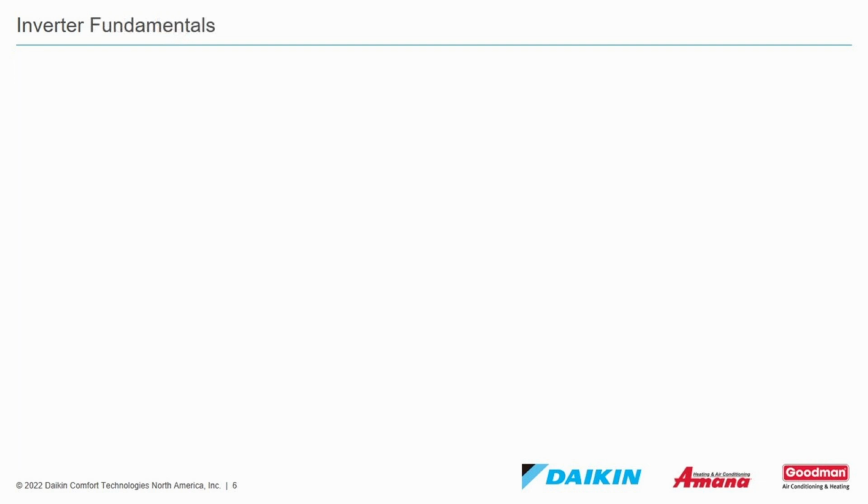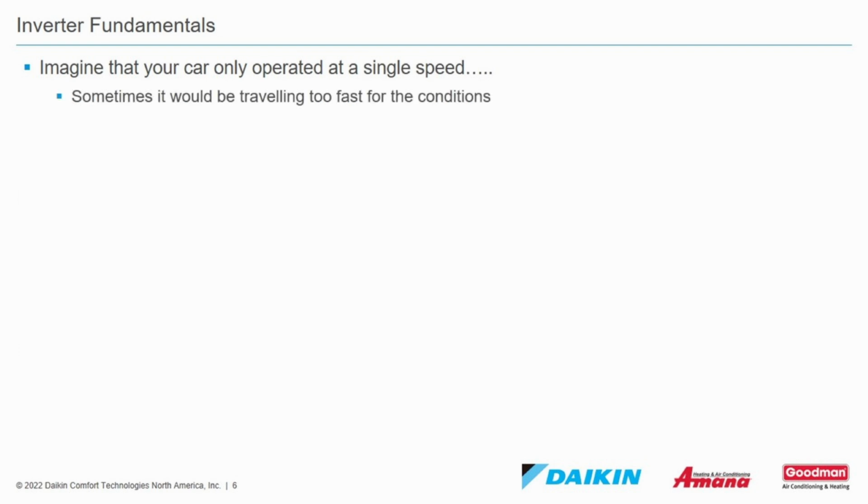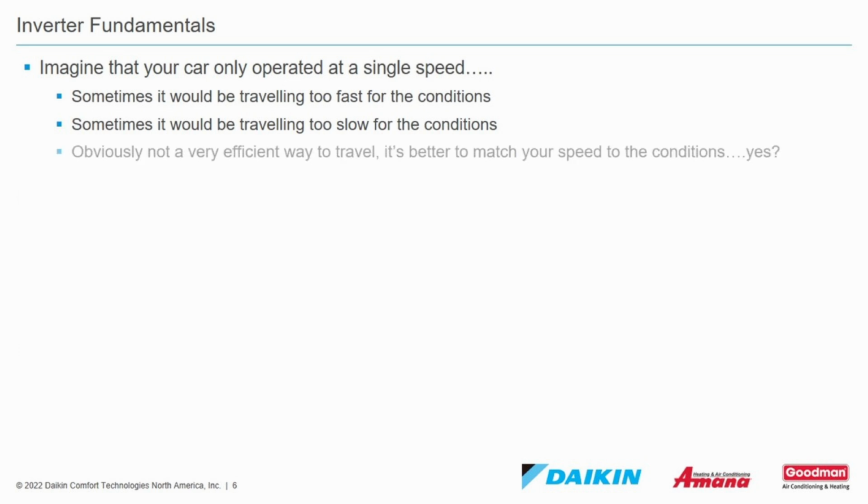Inverter fundamentals. Imagine that your car only operated at a single speed, which would be like removing the accelerator and installing an on and off switch. Sometimes it would be traveling too fast for the conditions. Sometimes it would be traveling too slow for the conditions. Obviously, that would be a pretty inefficient way to travel. It's better to match your speed to the conditions, wouldn't you agree?